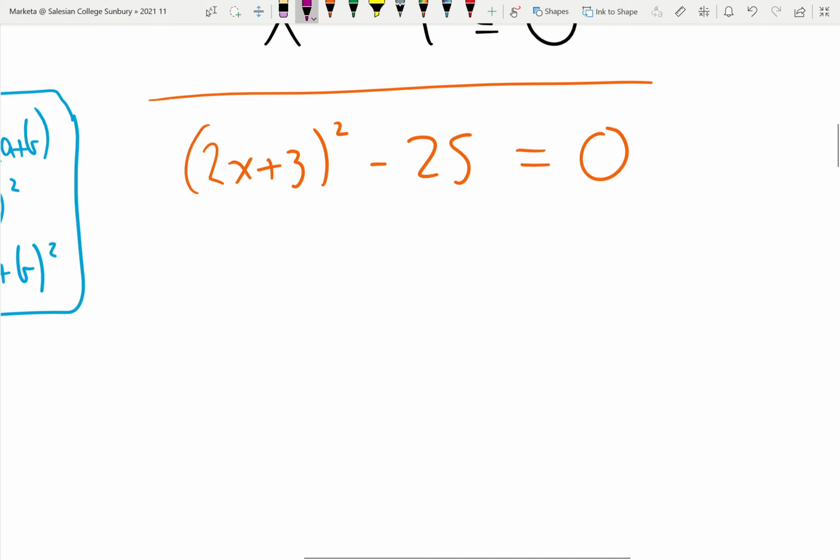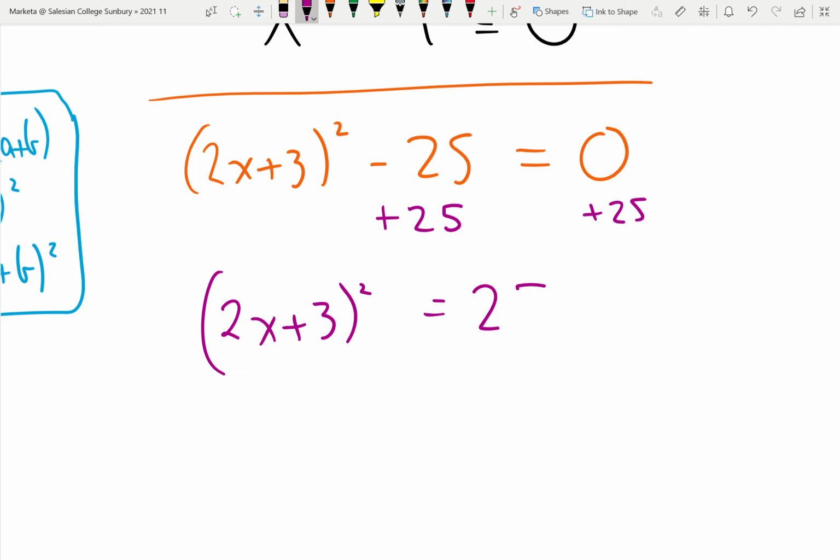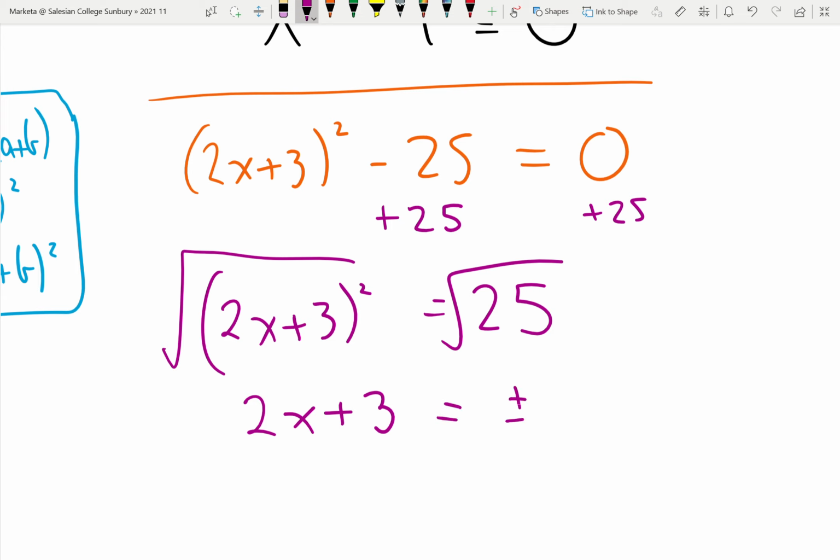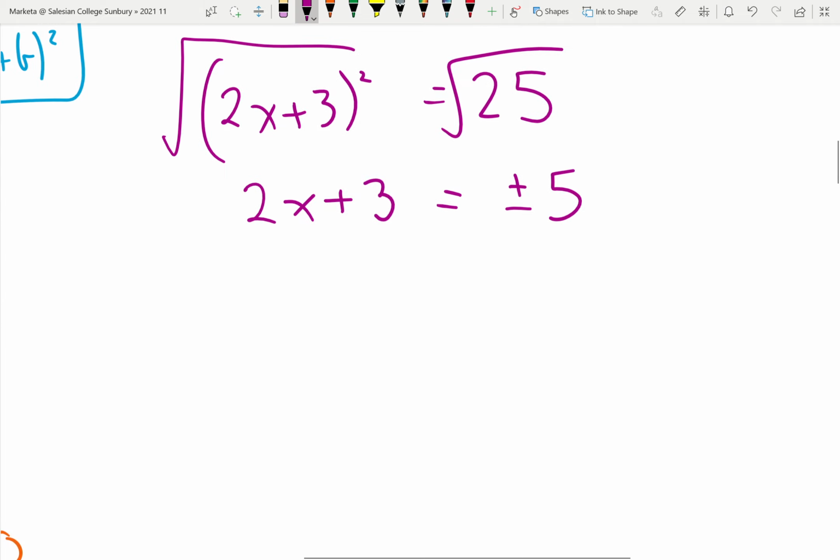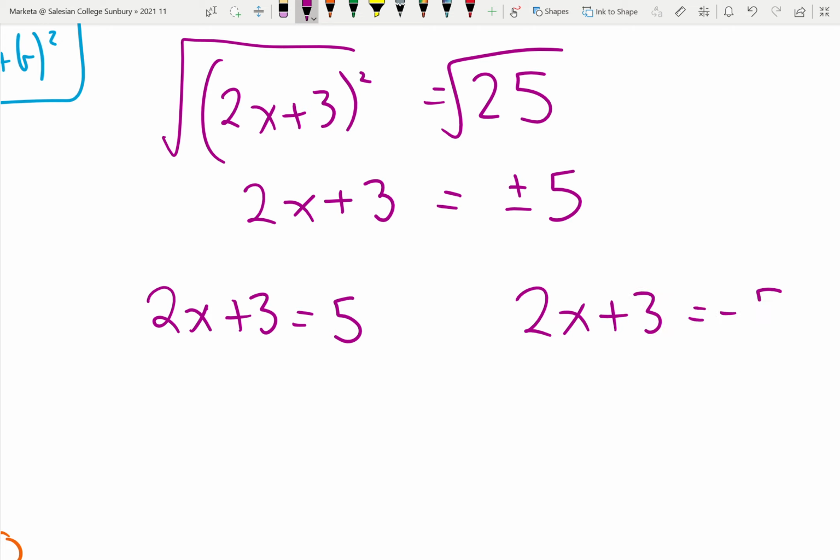If I didn't see that that's a squared minus b squared, I could say let's add 25 on both sides, and I'd get 2x plus 3 squared equals 25. Then I would square root both sides. The tricky thing with this is that you've got to remember the plus or minus. If you only write 5 there, you're only going to get one of your solutions, so you won't get all your marks. Here I've got plus or minus 5. So that means 2x plus 3 can equal 5, or 2x plus 3 can equal negative 5. It's just a fancy way of writing these two things.